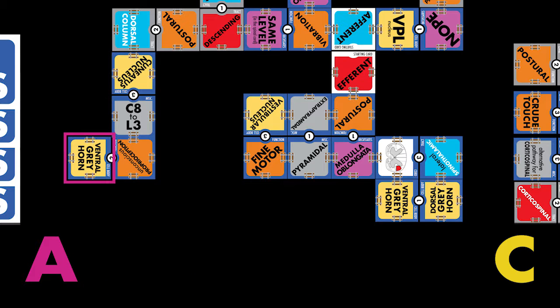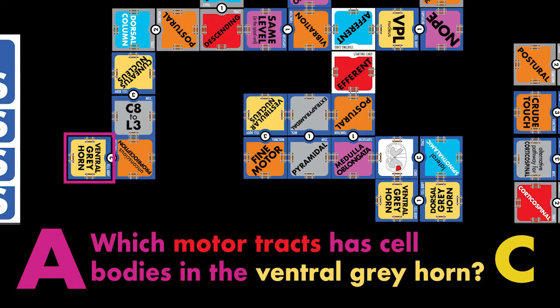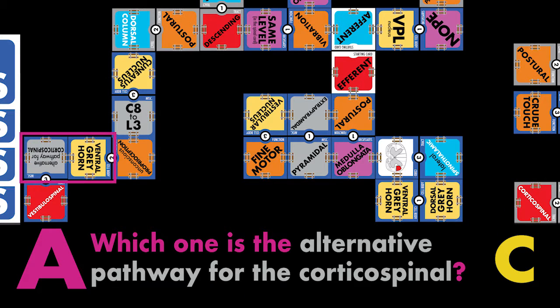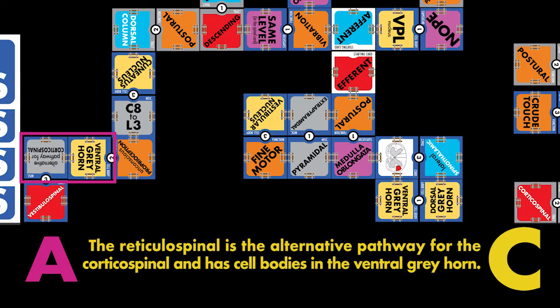What's neat is I've opened up another learning opportunity. Which motor tracts have cell bodies in the ventral gray horn? When they figure out it's all of them, I would ask, which one is the alternative pathway to the corticospinal? And then they would sound out their statement.